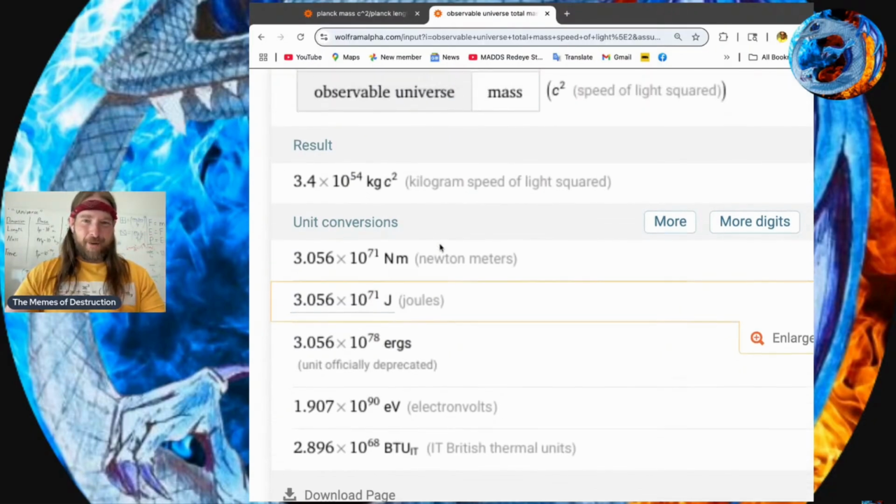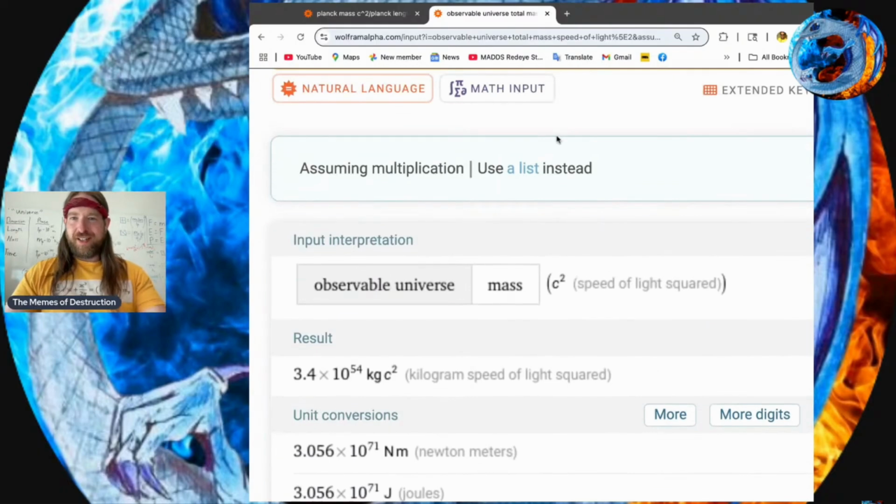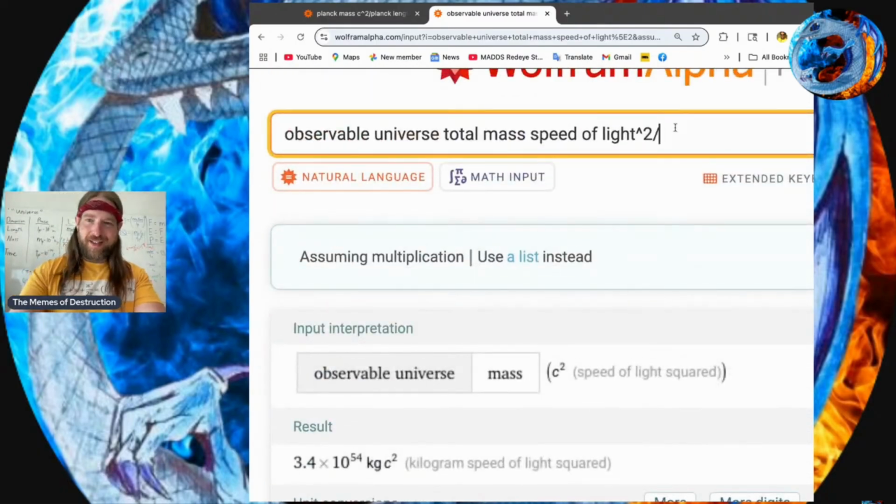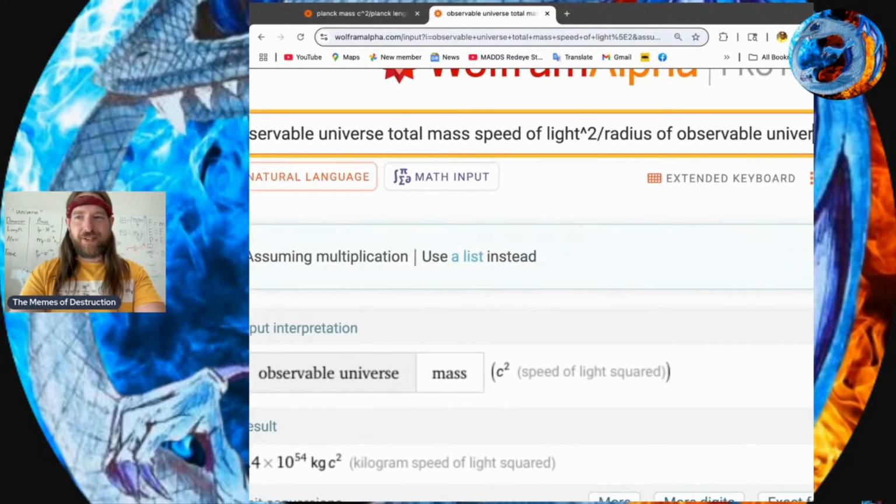Groovy. Okay. And then we need to divide it by a length, in this case the radius of the observable universe. Cool.